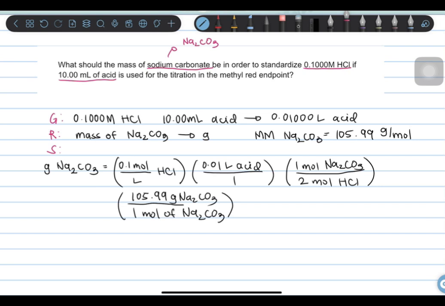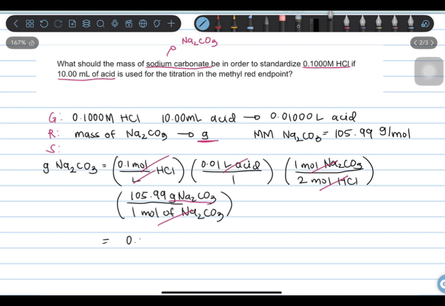From there, let's check if we can get the grams that we want to achieve at the end. So we have the mole of HCl, we can cancel that out. We have liters of acid, we can also cancel that out. And then there's moles of Na2CO3, we can cancel that out too. And we're left with grams of Na2CO3, which means that we've done the correct procedure. So let's just plug that in our calculator, and that will give us 0.052995 grams of Na2CO3.